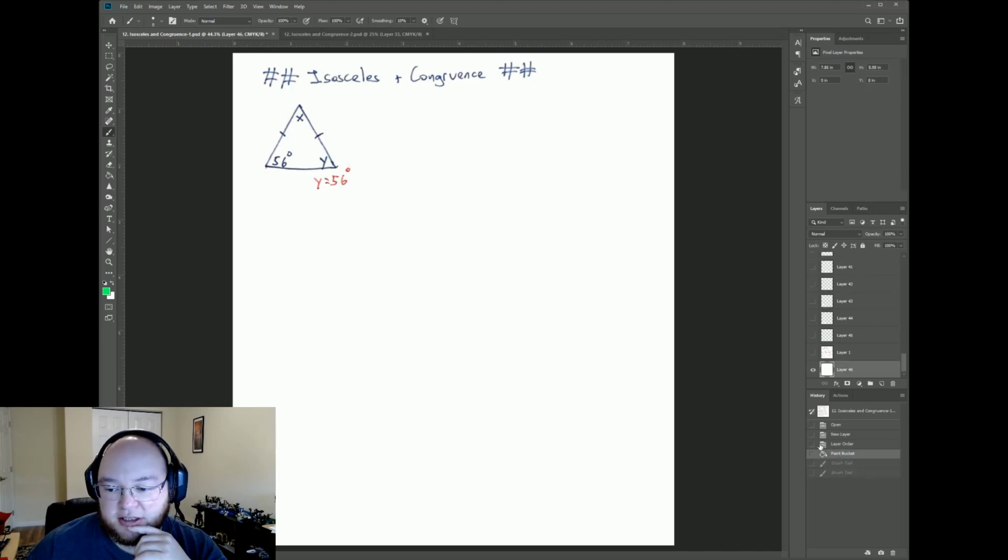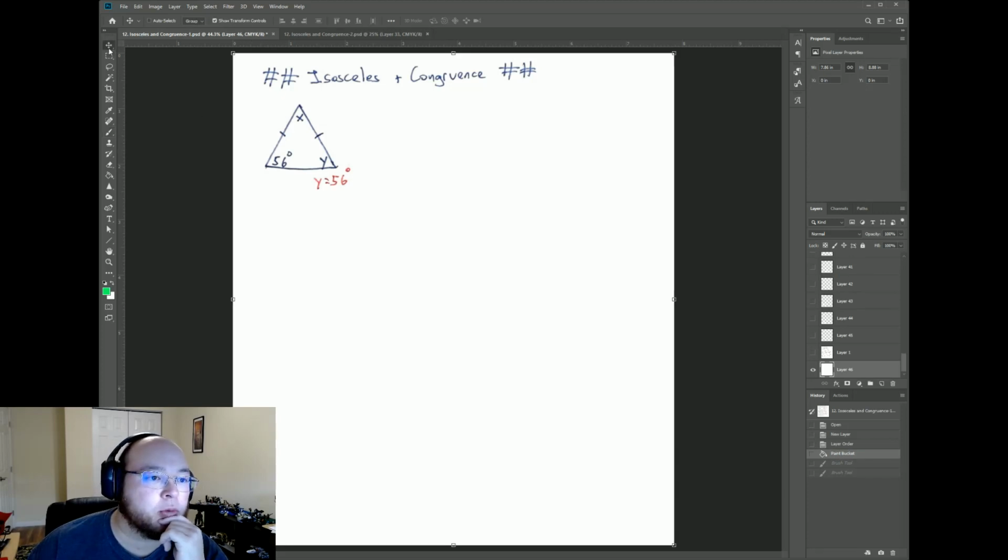What you've got to remember is just that the base angles, which are the two on the bottom, across from the tick marks, are the same. So it would never be that the 56 and the x are the same. They have to be across from the congruent sides. So we know that's 56.